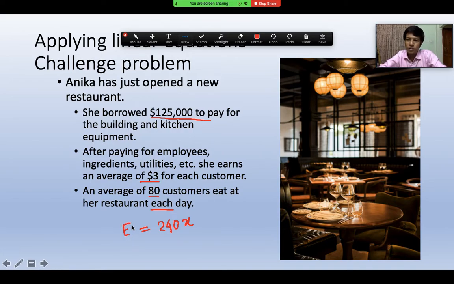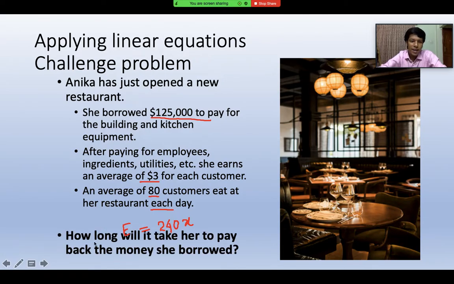One of the simplest ways to solve it, because the question said, let me show you the question. The question is, how long will it take her to pay back the money she borrowed? So how many days will it take her to pay back this money? This is a big amount of money actually. You can solve it in a couple of ways.